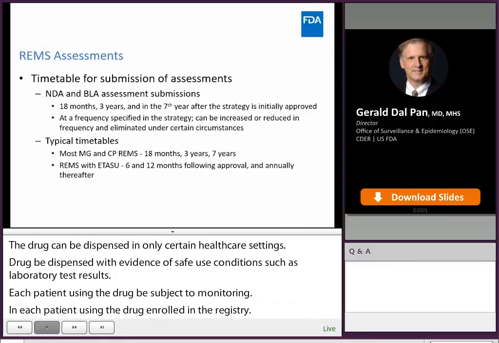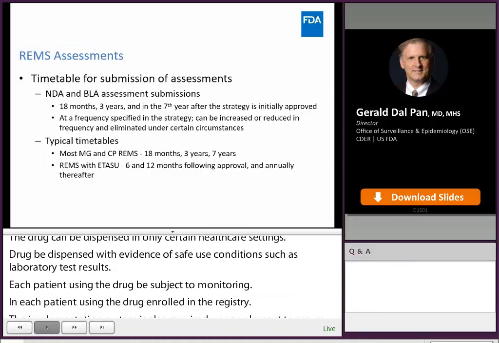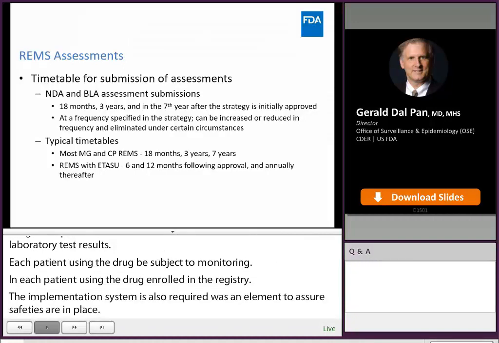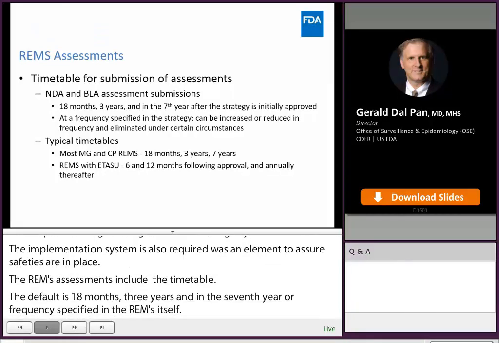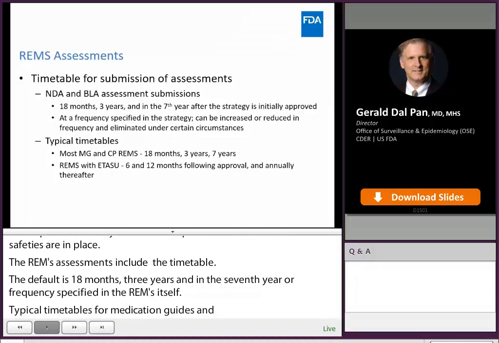The REMS assessment has to include a timetable. The default is 18 months, 3 years, and in the 7th year, or at a frequency specified in the REMS itself. And typical timetables for medication guides and communication plan REMS are 18 months, 3 years, and 7 years. REMS with elements to assure safe use, 6 and 12 months following approval and annually thereafter.